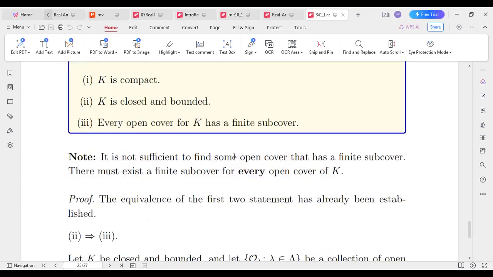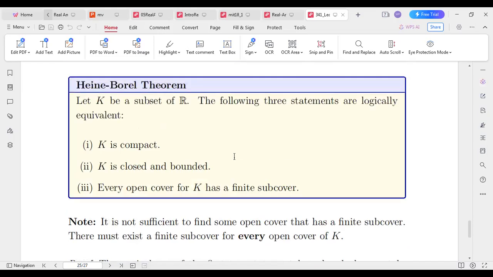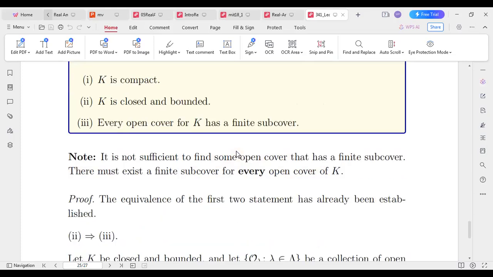It is not sufficient to find some open cover that has a finite subcover. There must exist a finite subcover for every open cover of K. We have to remember this concept. Now the equivalence of the first two statements has already been established.